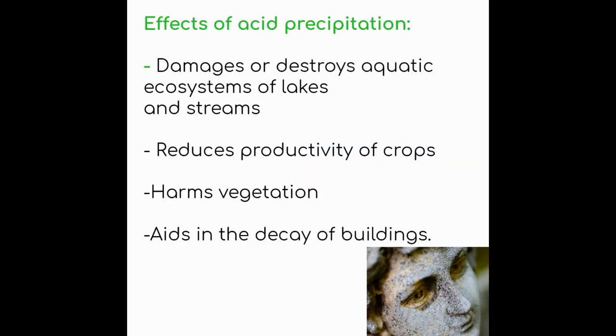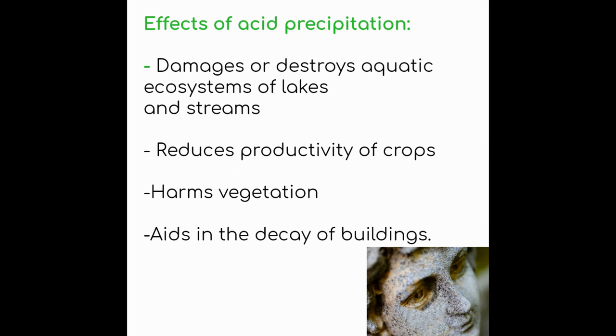Some of the effects that you may see due to acid rain are damages to the aquatic ecosystems, lakes, and streams. Over time, the acidity will change the pH of the lake. So what does that mean? Well, a lake should be fairly neutral in pH because you have living organisms in there. Too acidic, they'll die. Too basic, they'll die. So you want to have a fairly neutral lake.